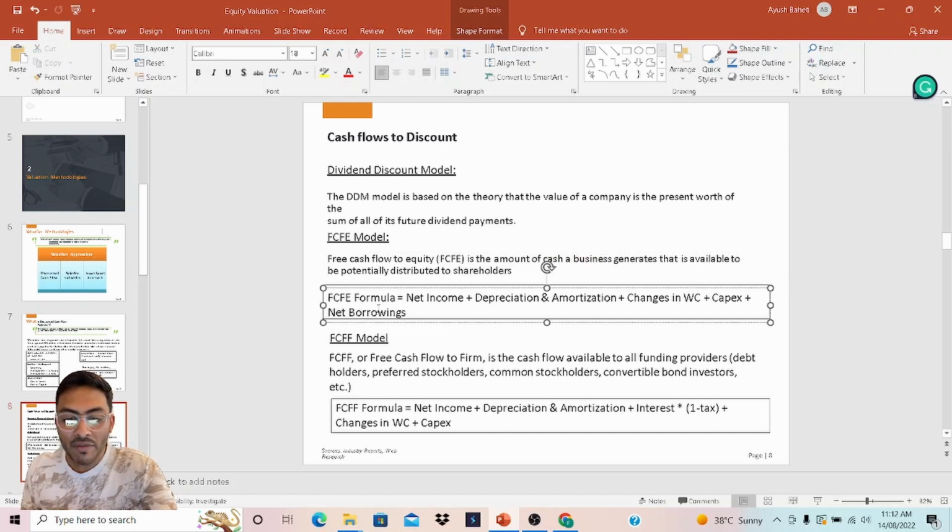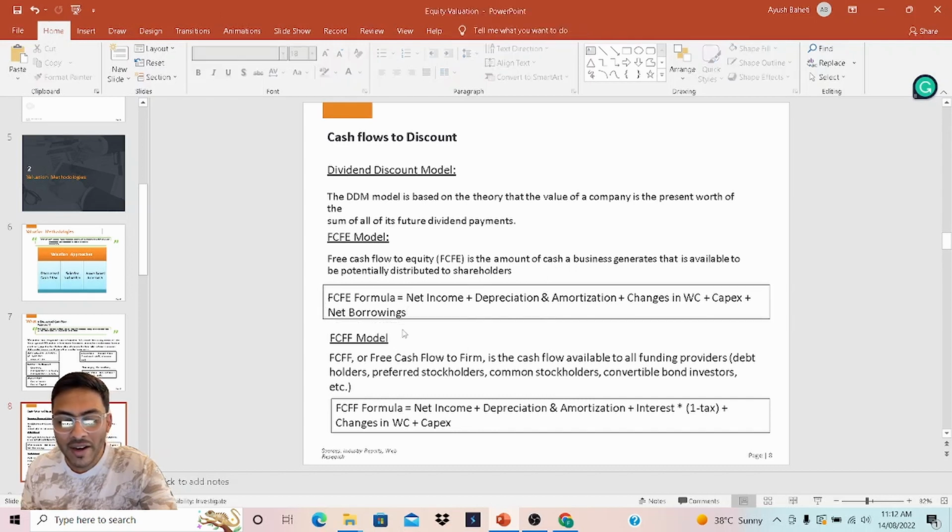Now, the FCFE formula is your net income plus depreciation and amortization plus changes in working capital, capex, and net borrowing. Now, you must be wondering why we are calculating this FCFE when we can just use the net income, because net income is what an equity holder looks forward to. It is correct, but the problem with net profit is that the net profit is not really the cash that a business has. Why?